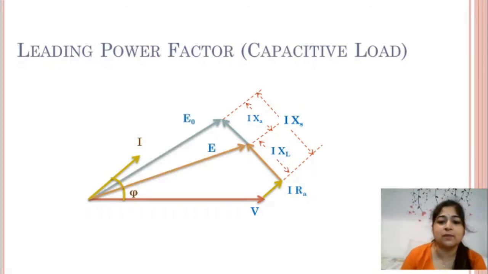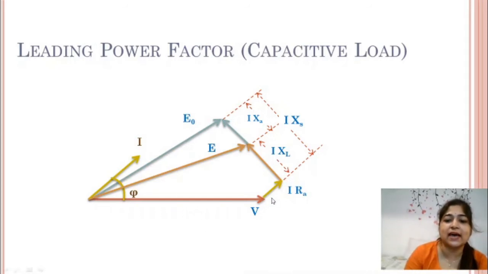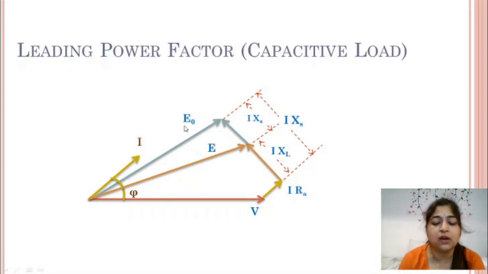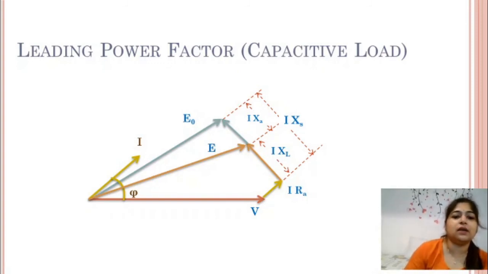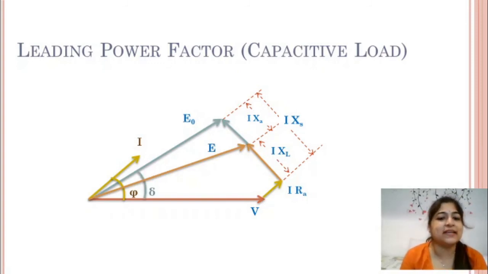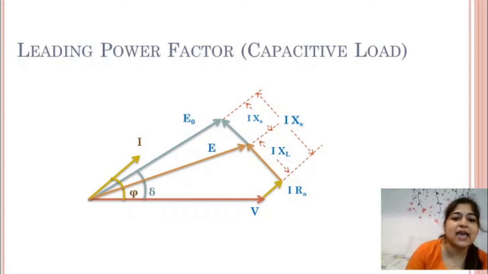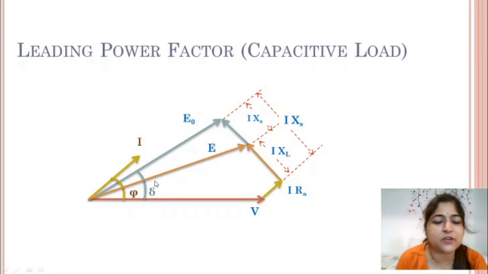So let's draw the EMF equation. Again, V plus IARA plus IXL will give you the load induced EMF E. Load induced EMF E plus IXA will give you the no load induced EMF E naught. The angle between E naught and V is given by delta, and the angle between E naught and I will be given by psi. So here psi will be equal to the difference between the two, that is phi minus delta, right? So it is the difference between two.